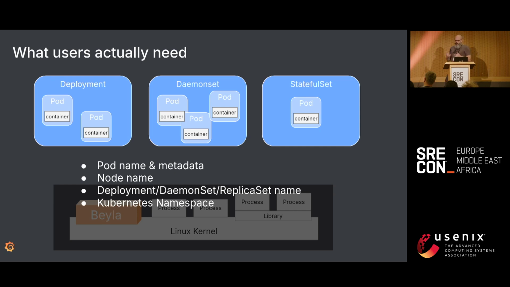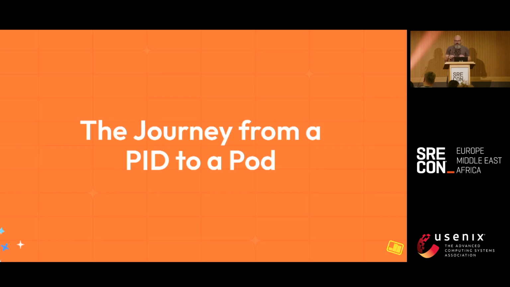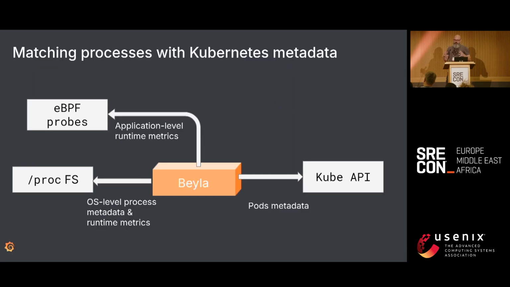But we need more than that because users want to see, for example in the get user request from before, in which pod, in which node, or in which namespace that request was executed. So how do we do this? Now let's talk about the journey from a PID to a pod. We have to find out how the matching of processes with Kubernetes metadata works.